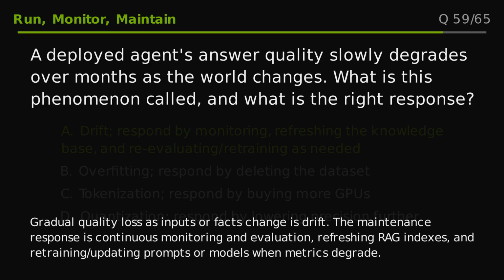Gradual quality loss as inputs or facts change is drift. The maintenance response is continuous monitoring and evaluation, refreshing RAG indexes, and retraining or updating prompts or models when metrics degrade.